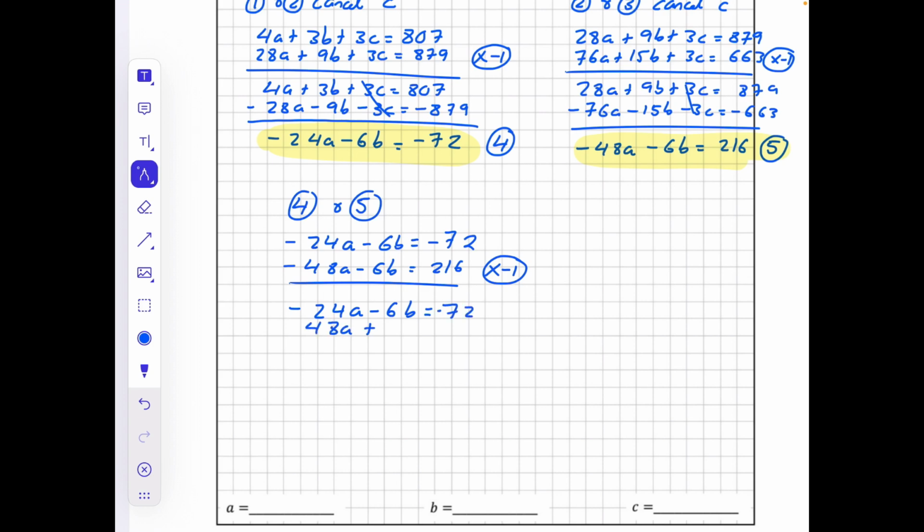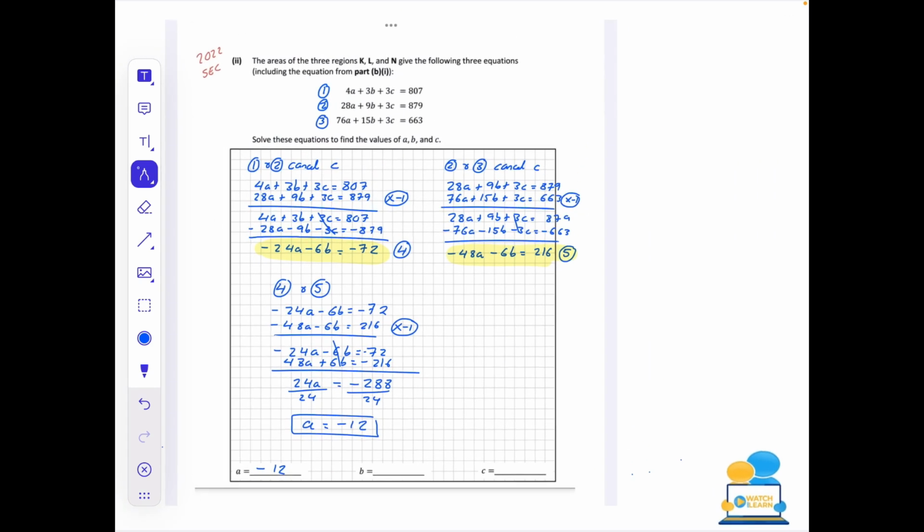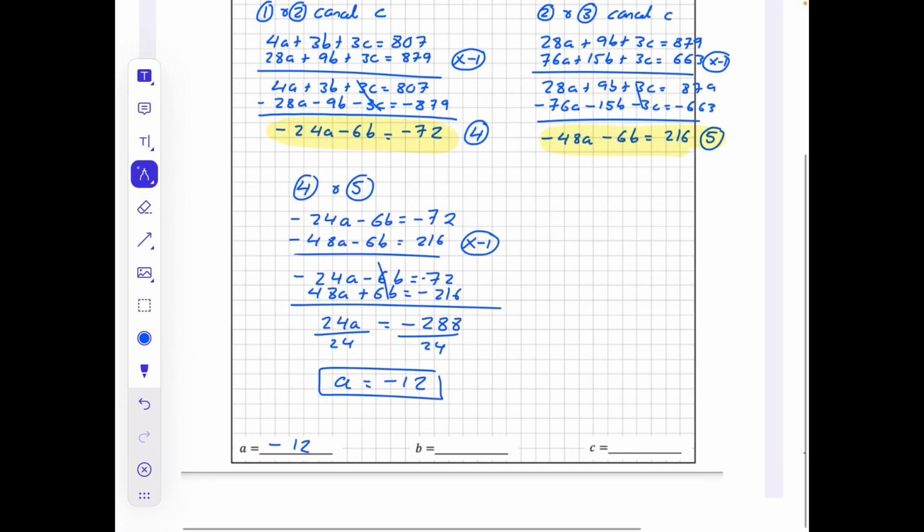And 48A plus 6B is equal to minus 216. B's will cancel. We have minus 24A plus 48A. That's going to give me positive 24A is equal to minus 72 minus 216. That's going to be minus 288. Divide both sides by 24. We get that A is equal to minus 12. Okay, that's one of my three answers. Now we're going to take equation 4, and instead of writing A, we can sub in minus 12.